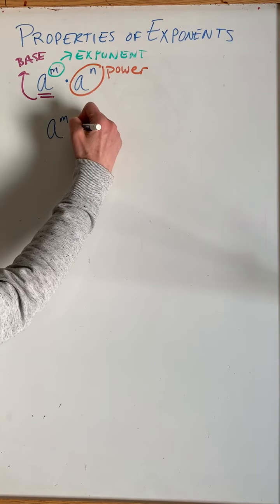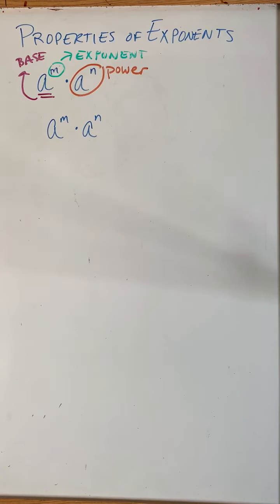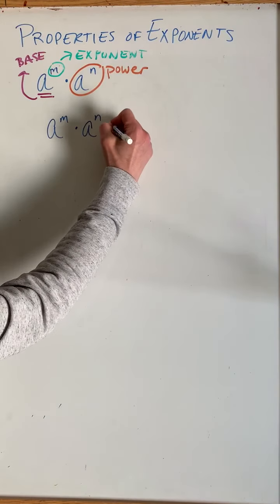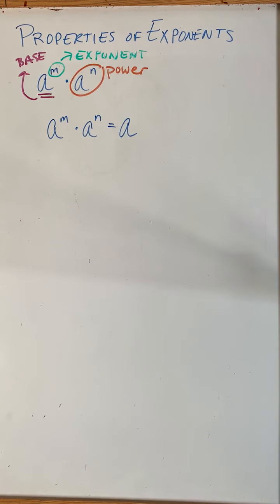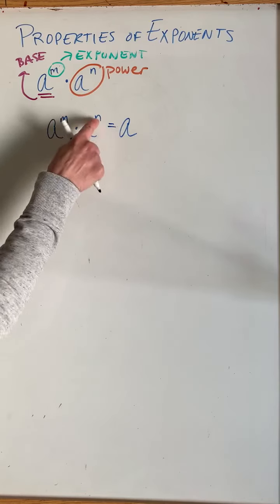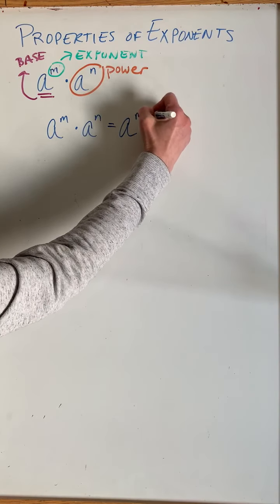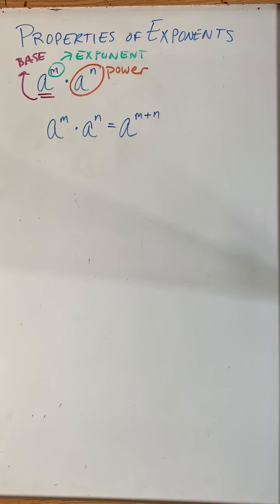But let's say that we're multiplying two powers together, and notice that the bases are the same, right? So if we multiply two powers together when the bases are the same, remember that the base doesn't change, and all we're going to do with our exponents is add those two together. So that's going to become a to the m plus n.